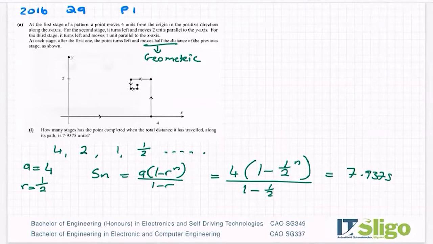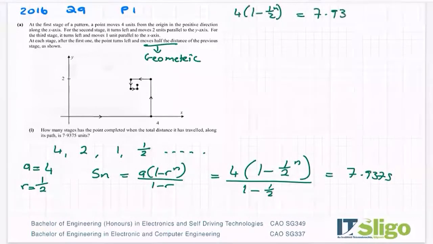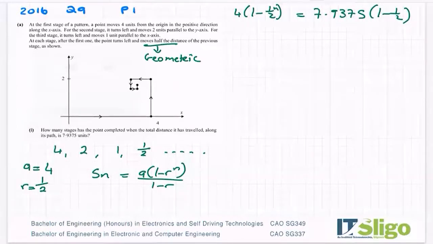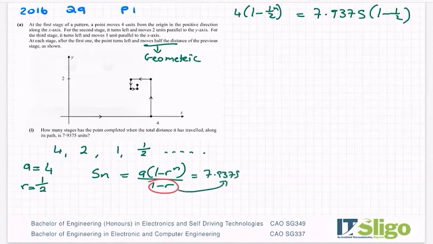So I am going to do this. 4 times 1 minus a half to the power of n is equal to 7.9375 times 1 minus a half. Okay, basically I just brought that 1 minus r up. Okay, so let me tidy up that.